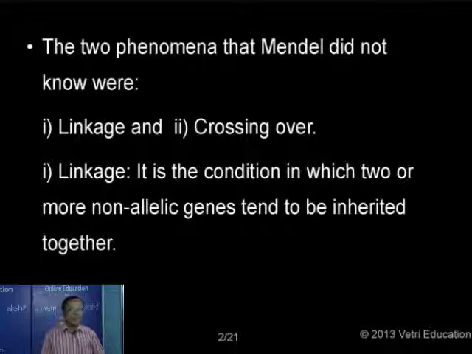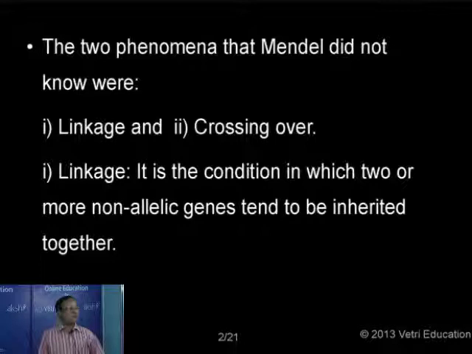And Mendel was successful because the genes controlling different characters are located in different chromosomes, and they normally did assort independently. So that we received different combinations and the ratio 9:3:3:1. But he did not know two basic principles, namely linkage and crossing over.